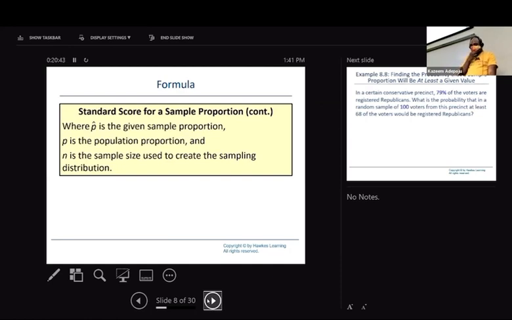What I'm doing on this slide is just to tell you what each particular notation represents. The p cap is the sample proportion, p is the population proportion, and n is the sample size.